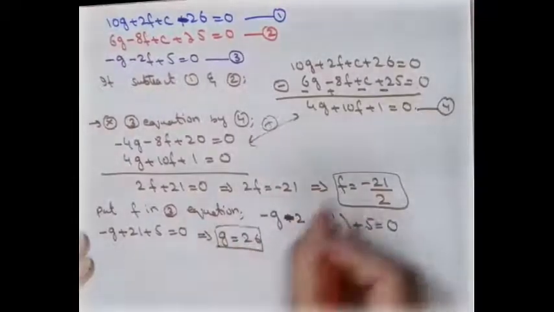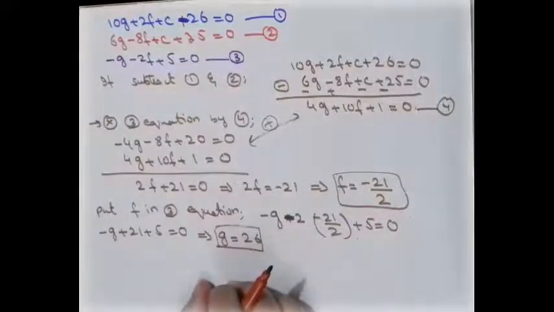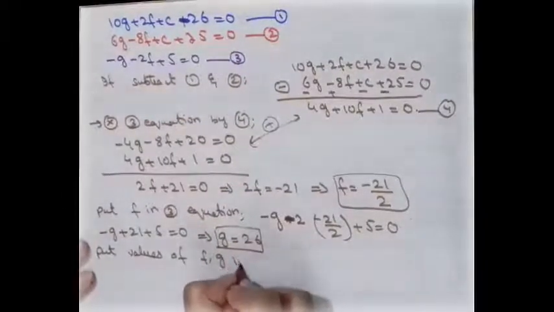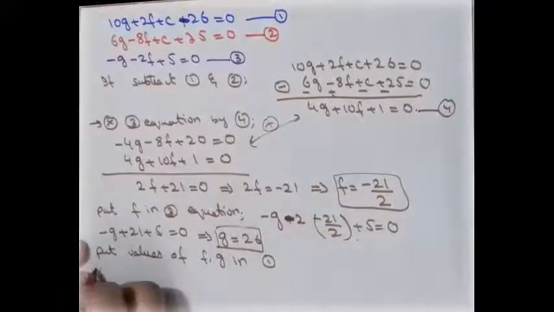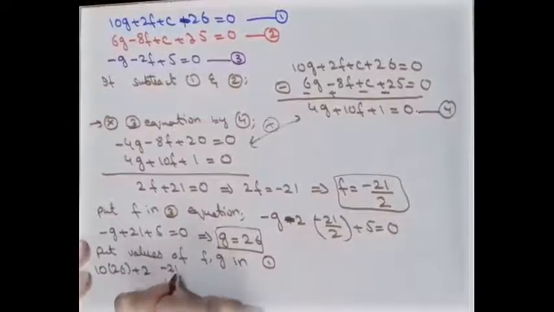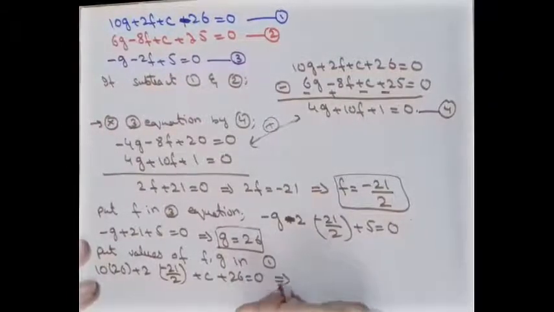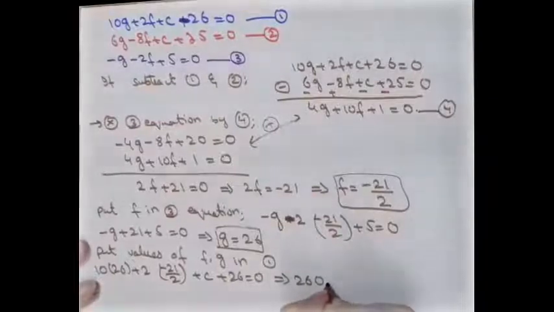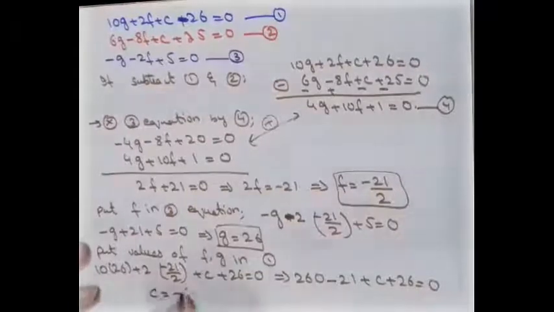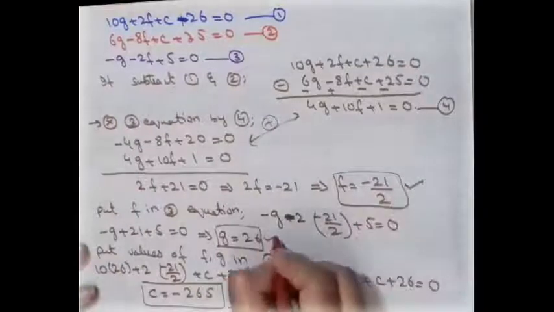As we have found these two values, after this we put both of the values in any equation, then we find the value of c. Putting the values of f and g in the first equation, it will be 10 times the value of g, which is 26, plus 2 times the value of f, which is minus 21 divided by 2, plus c plus 26, which is equal to 0. If we solve it, it will be 260 minus 21 plus c plus 26, which is equal to 0, so c is minus 265. So here we find the values of the unknowns f, g and c.